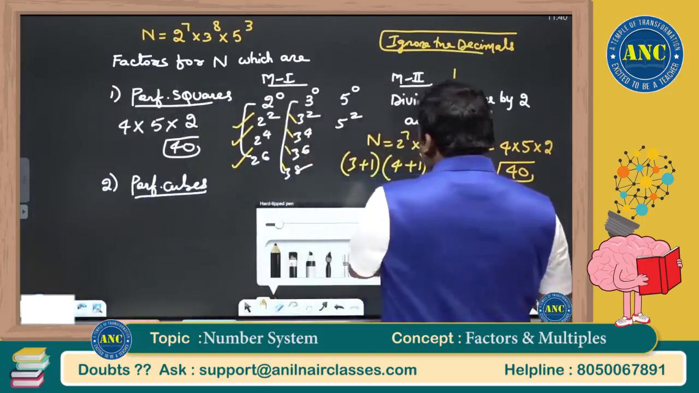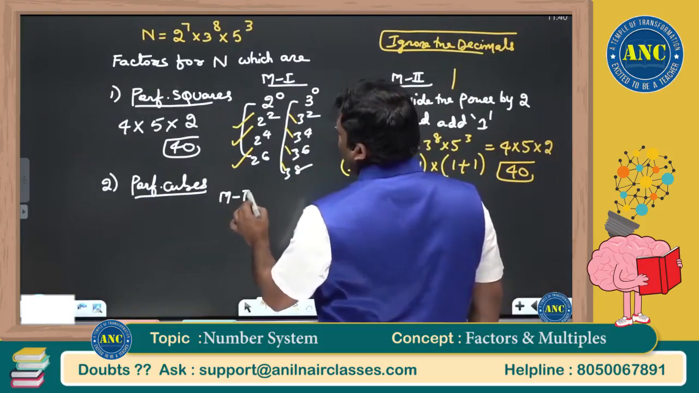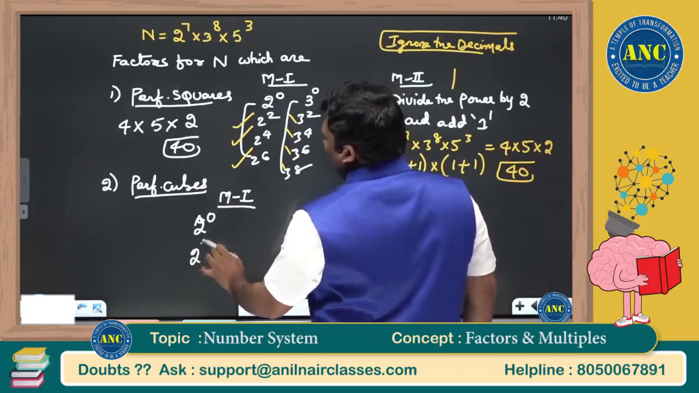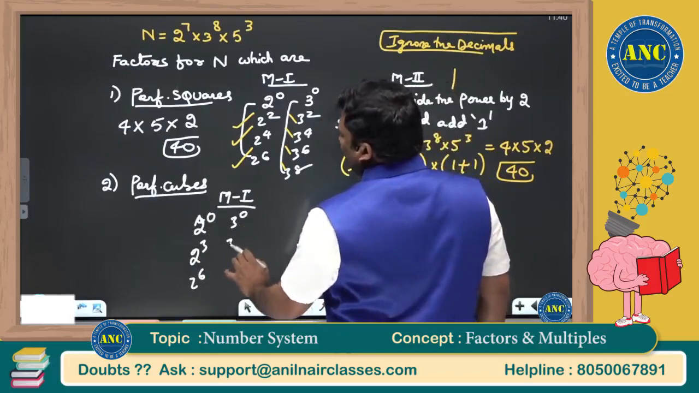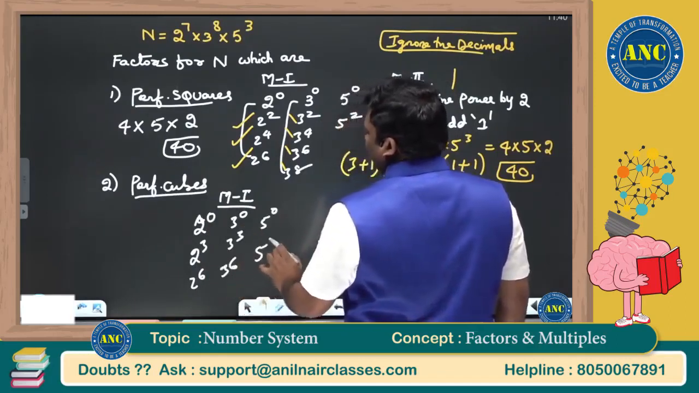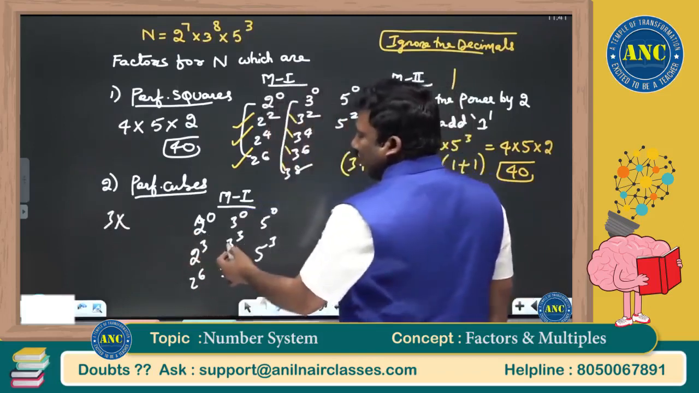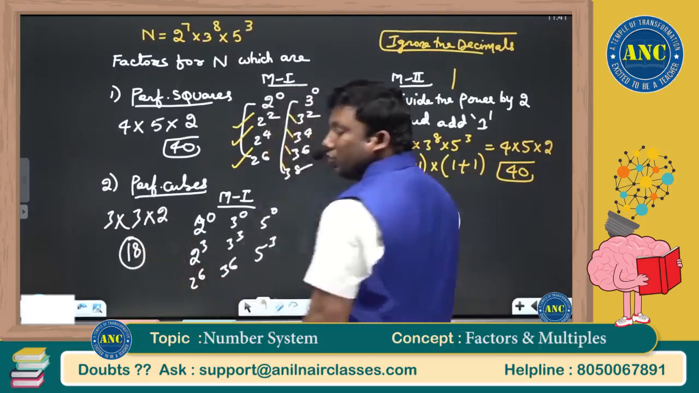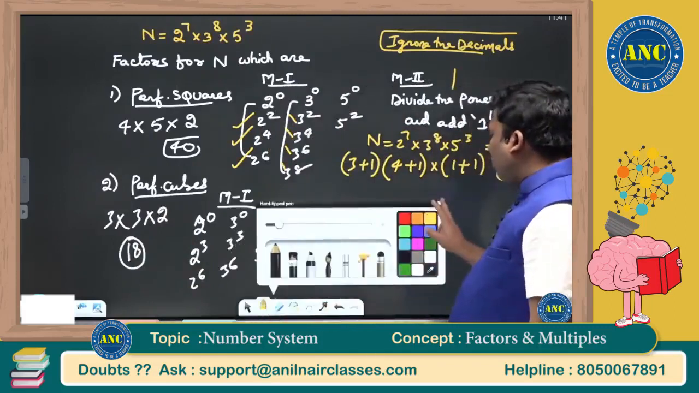Similarly, next question: perfect cubes. Perfect cubes means power should be a multiple of 3. 2 power 0, 2 power 3, 2 power 6, 3 power 0, 3 power 3, 3 power 6, 5 power 0, 5 power 3. Total how many cases did we get? 3 cases here, again 3 cases here, 2 cases here. 3 into 3 into 2, total 18 cases. Same approach we will do here.